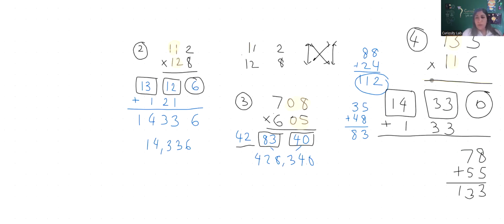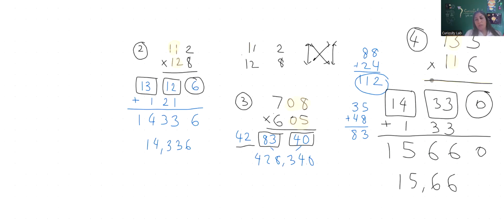Is that in the way? So it's just the usual, right? 135 multiplied by 116. Eraser, sorry, I was on the eraser. 6, 6. So what I was saying earlier, see that?